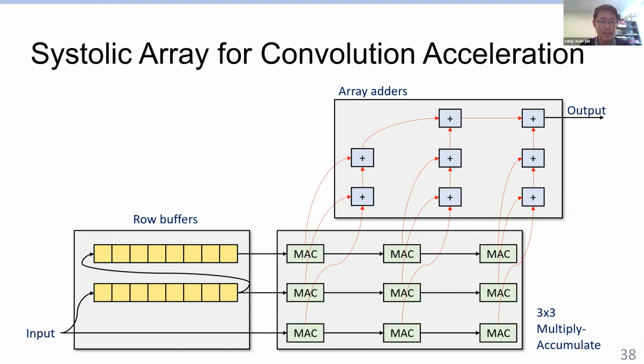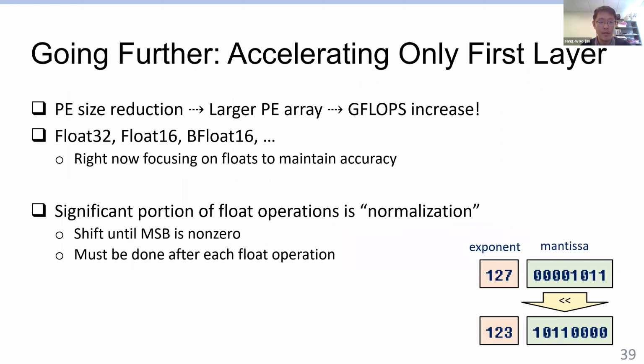So here's an example architecture for a systolic array for convolution acceleration. We have row buffers on the left to get the 3 rows necessary for the 3x3 convolution filter. We have multiply accumulator units, an array of them, 3x3, according to the size of the filters. And also we have the array adders, which add all of the output from the multiply accumulator units and turn it into a single output. Based on this architecture, our current ongoing work is to go further, to accelerate only the first layer.